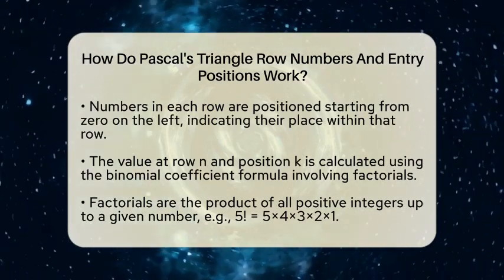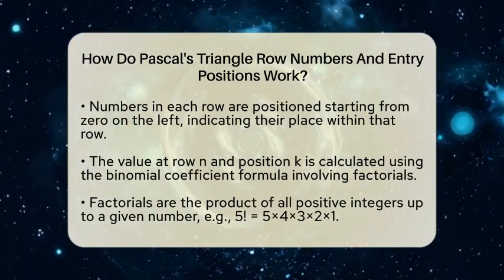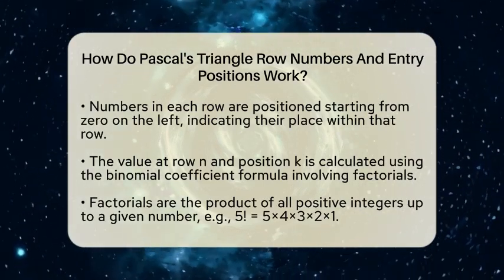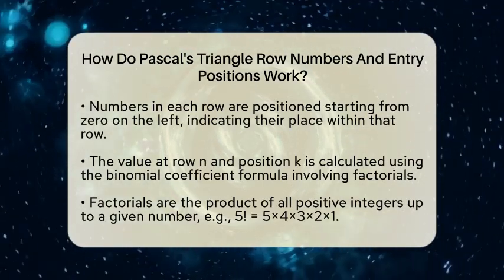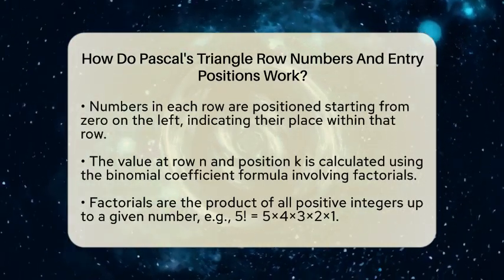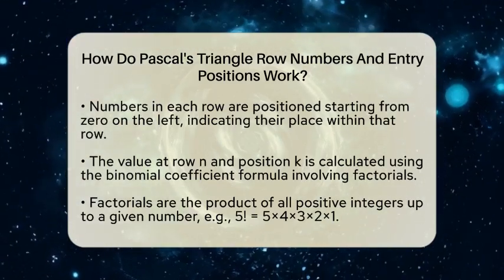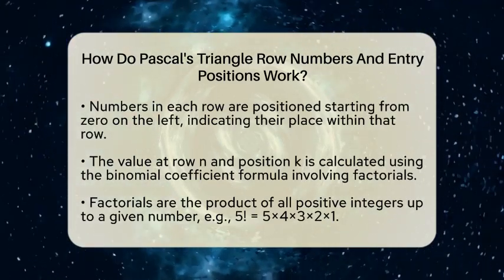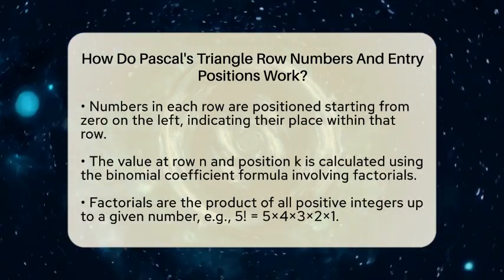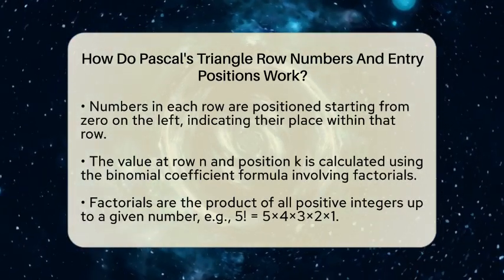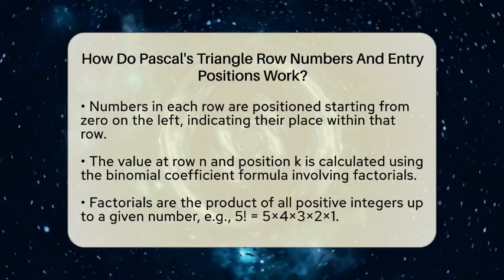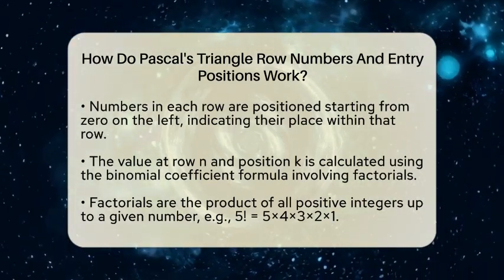The factorial of a number is just that number multiplied by all positive numbers below it. For example, 5 factorial is 5 times 4 times 3 times 2 times 1. This formula tells us how many ways we can choose k items from a set of n items. For example, if you have 5 different fruits and want to pick 2, the number of ways to do that is given by this formula.